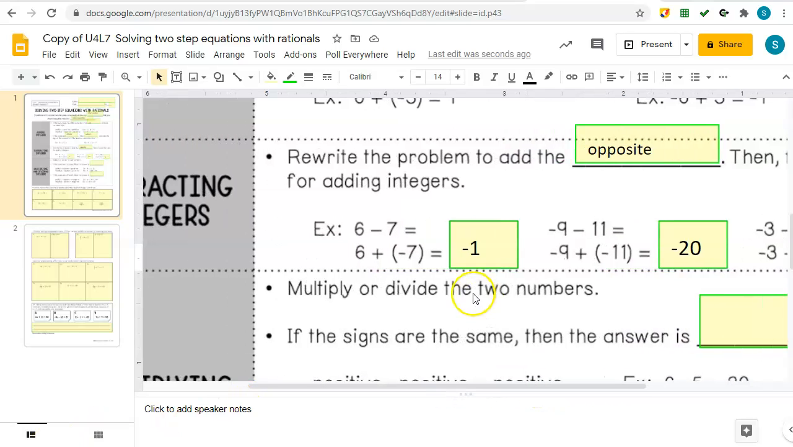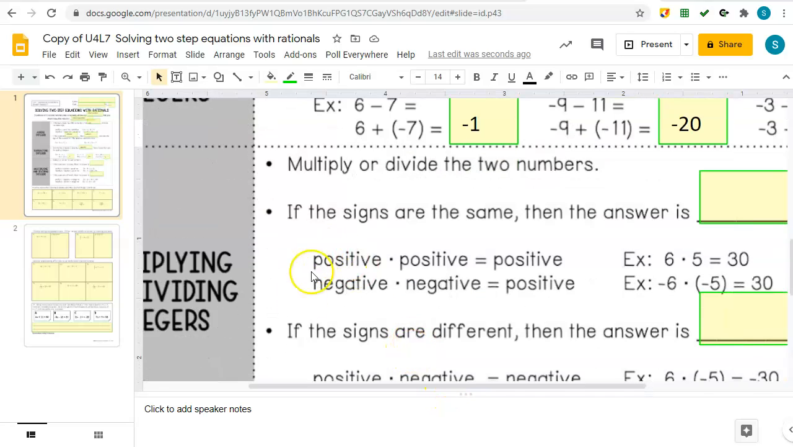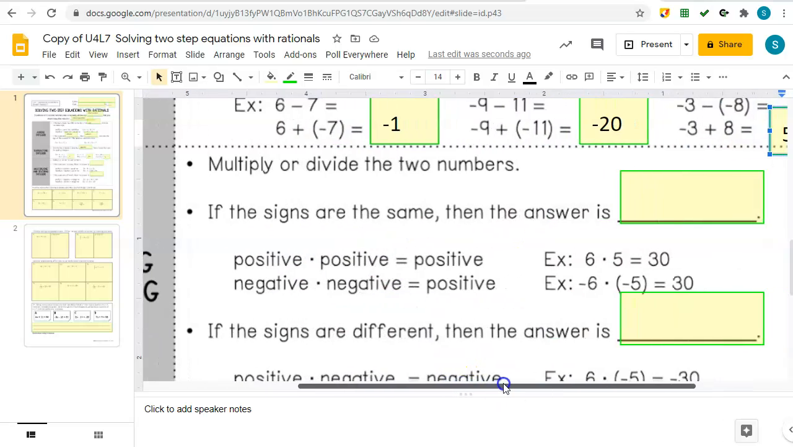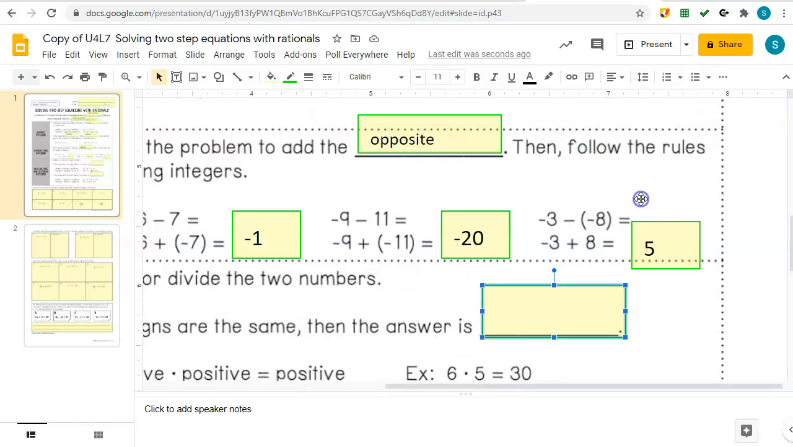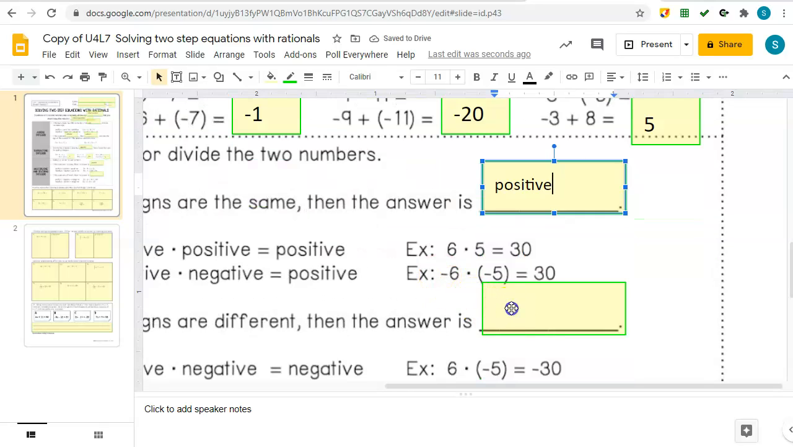Now, our rules for multiplication are similar in that we've done them before. A positive times a positive is a positive. A negative times a negative is a positive. So if the signs are the same, it's positive. If the signs are different, then it's negative. If the signs are the same, the answer is positive. If the signs are different, then the answer is negative.